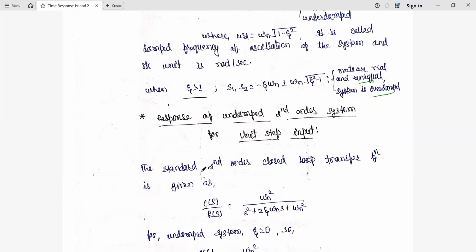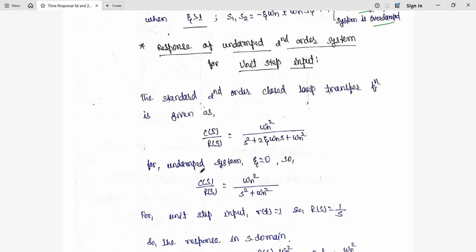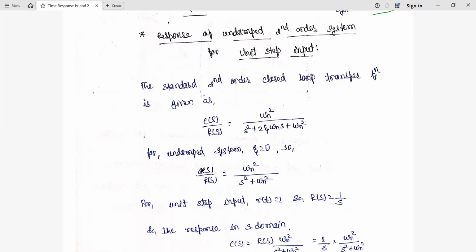Now we are going to see the response of the undamped second order system for the unit step input. So here the input signal is what? Unit step, so the magnitude will be 1 here, and the transfer function will be second order. Finally, same as before, this is the closed loop transfer function M of s, omega n square upon the characteristic equation in the denominator.